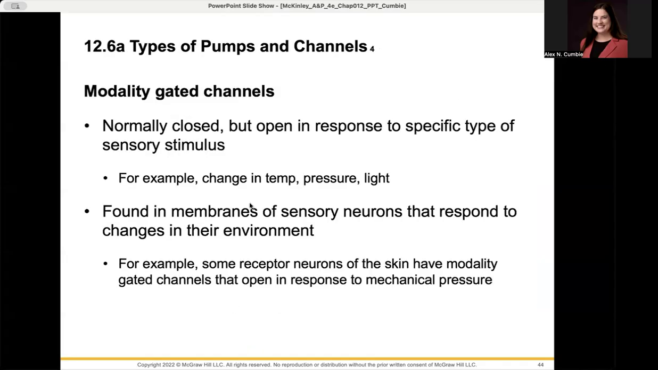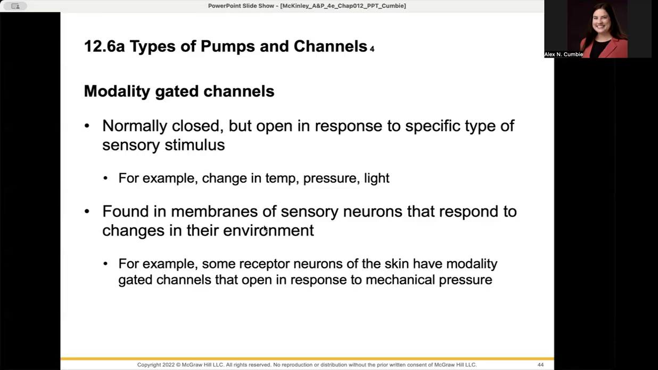We have some other ones that we would call modality gated channels. Normally closed, but will open in response to a specific type of sensory stimulus. So instead of a chemical stimulus, like a neurotransmitter binding, these ones will open due to a change in temperature, pressure, or even light. So that's a really interesting specific stimulus.